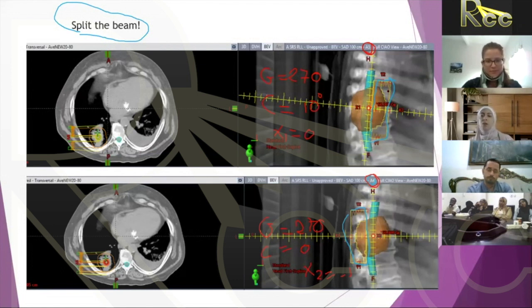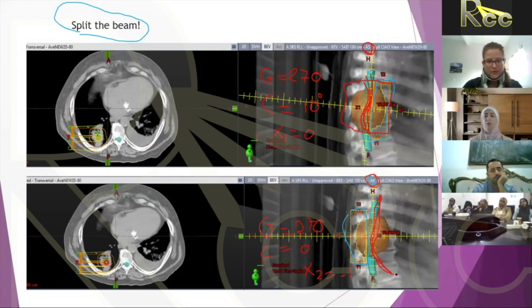Now one can ask, why don't I just make one large beam and use MLCs to spare the spinal cord? Yes, you can do that. But remember, MLCs have leakage, right? So with the leakage, you can give more dose to the cord. And also look at the cord. The cord is curved, there is curvature. But your MLCs can only go in one direction. Okay? So you cannot really follow the shape of the spinal cord.